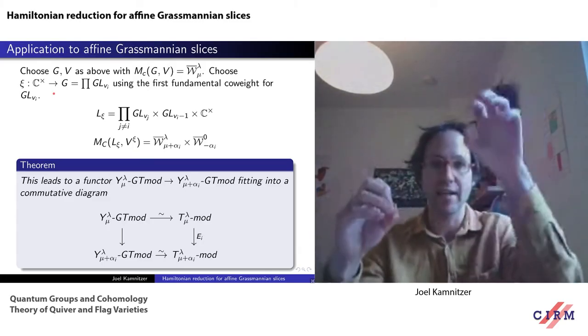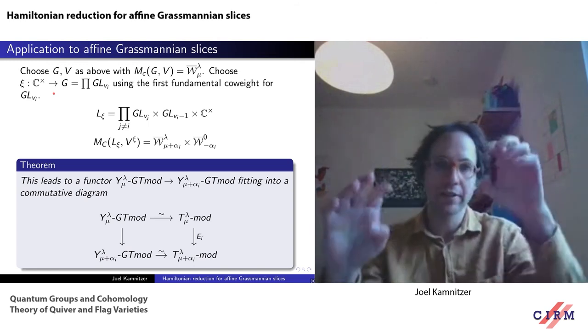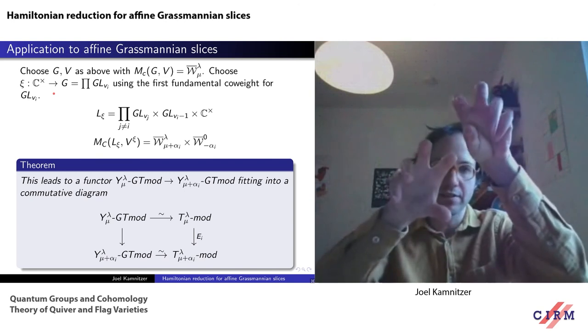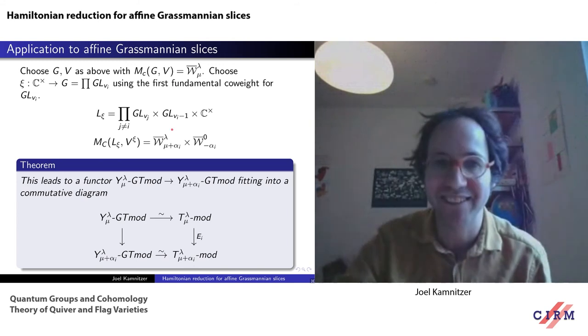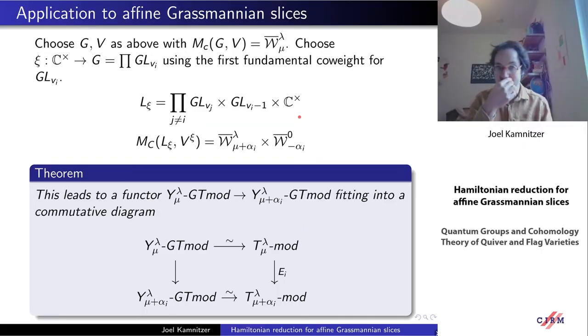So it's the first fundamental coweight, mapping into the top left corner of that general linear group. And so it splits that general linear group as a product of just C star for that top left corner and the rest of the matrix. So a kind of block diagonal matrix, but one block is almost all the matrix. Okay, so these are block diagonal matrices here. So that's my Levi.